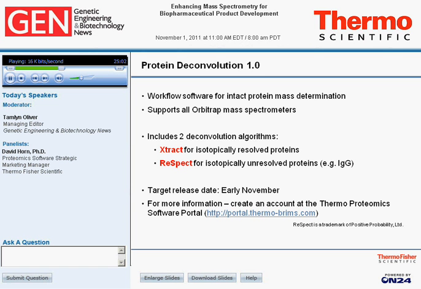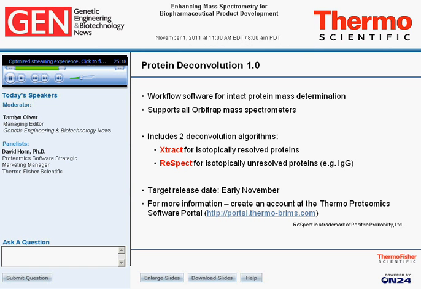So on our Orbitraps, we have to deal with the fact that we can have some very large proteins with isotopic resolution, and that requires a different algorithm for deconvolution than the one that we use for RESPECT, the RESPECT algorithm, which can handle unresolved proteins.